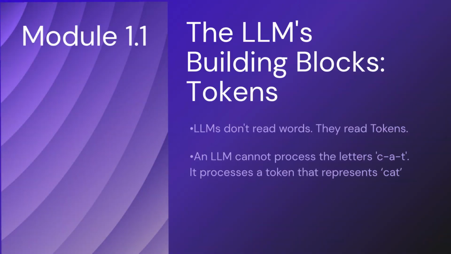We're kicking off our deep dive into LLMs, and we start at the very beginning, tokenization. Think of it this way. When you build something big, whether it's a house or a complex essay, you rely on building blocks. For us humans, the main building blocks of language are words. We read and write words. But for a large language model, the building block is a token. An LLM cannot process the letters C-A-T. It processes a token that represents cat, or even part of a word like ca.